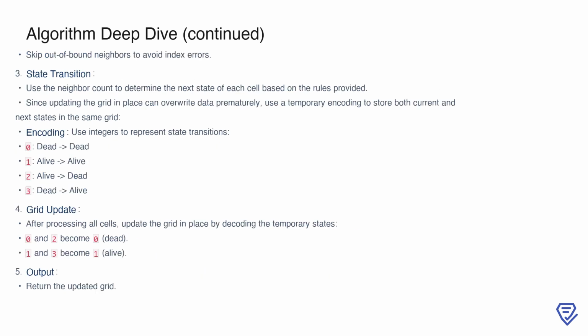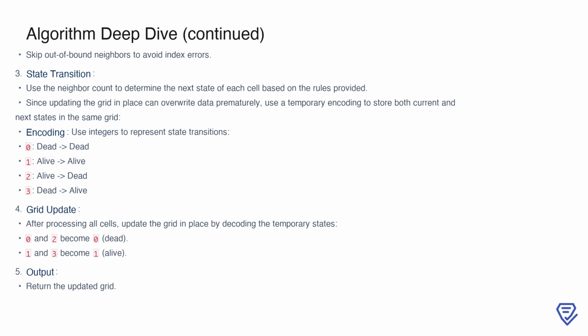When counting neighbors, we need to be careful to skip any positions that are out of bounds to avoid index errors. Once we have the neighbor count, we apply the rules of the game to determine the next state of each cell. However, directly updating the grid in place can lead to premature overwrites of data. To address this, we use a temporary encoding scheme to store both the current and next states within the same grid.